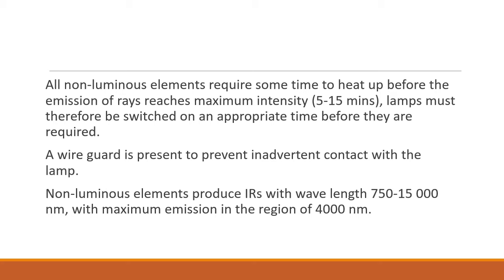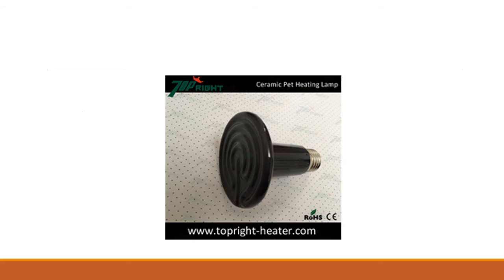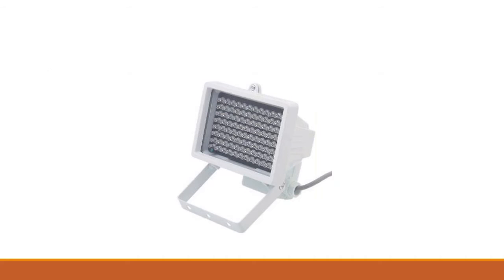Non-luminous generators produce infrareds with a wavelength of 750 to 15,000 nanometers, with the maximum emission in the region of 4,000. This is an example of a non-luminous generator. Here is another example of a non-luminous generator. Then we shift to luminous generators, which are frequently around in our PT departments.